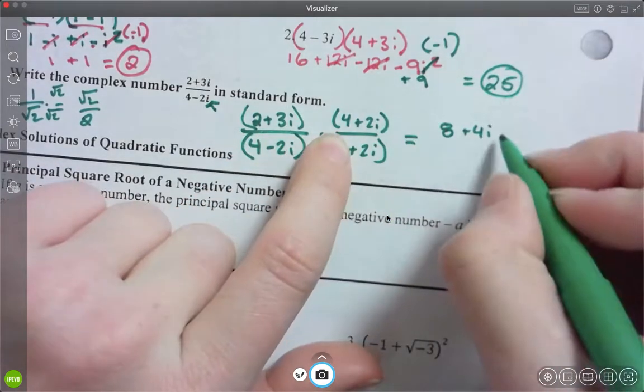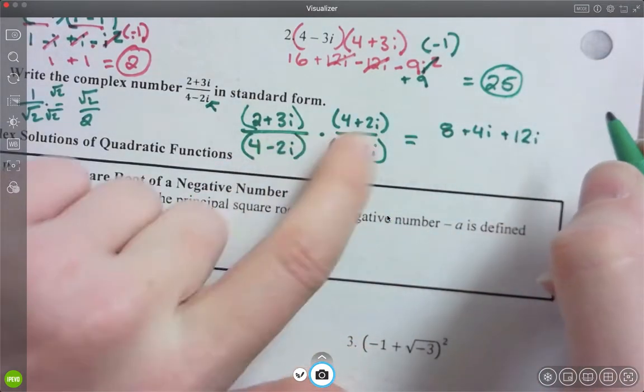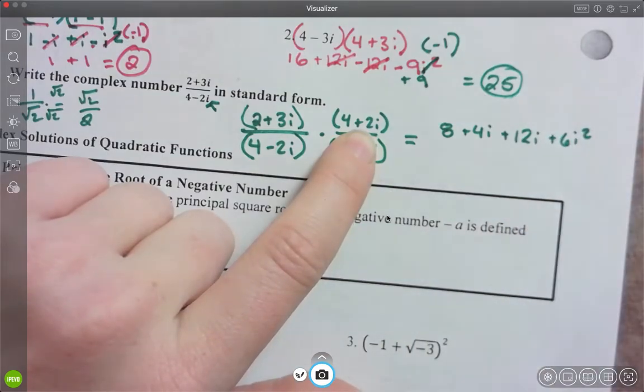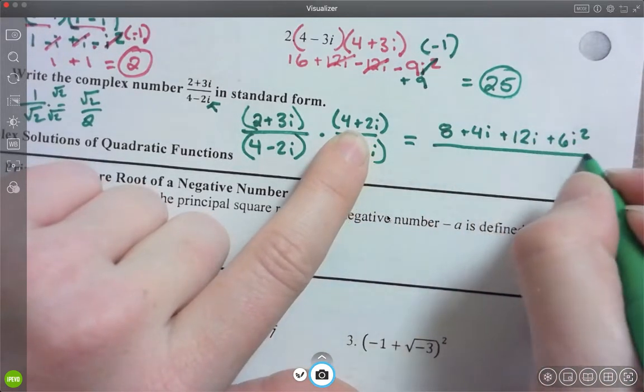3i times 4 is 12i. 3i times 2i is 6i squared. Okay, and then we're going to simplify, but we'll just wait a second.